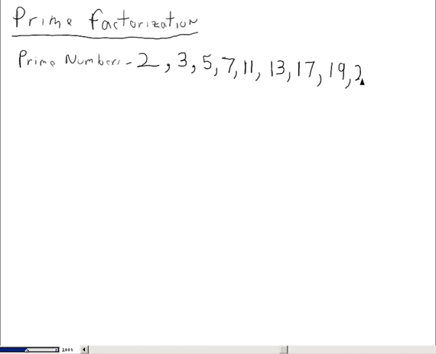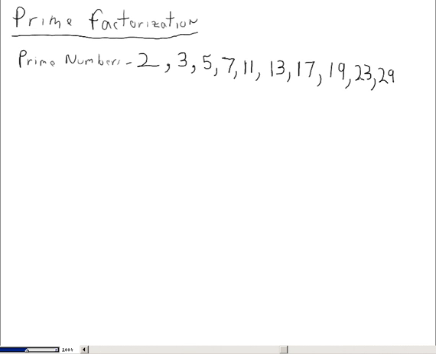And I'll just list a couple more here. 24 is even. 25 has a factor of 5. 26 is even. 27 has a factor of 3. 28 is even. 29 is prime. And you could keep on going with this and get more prime numbers.